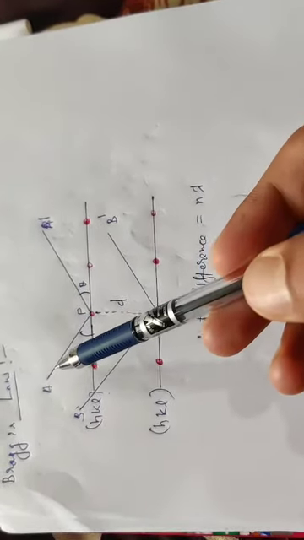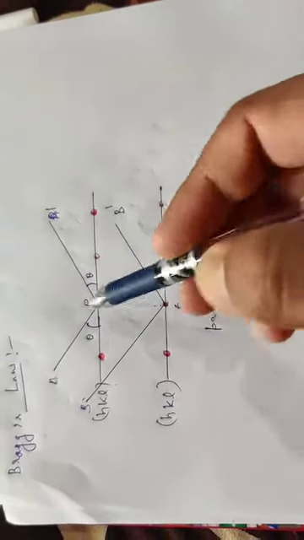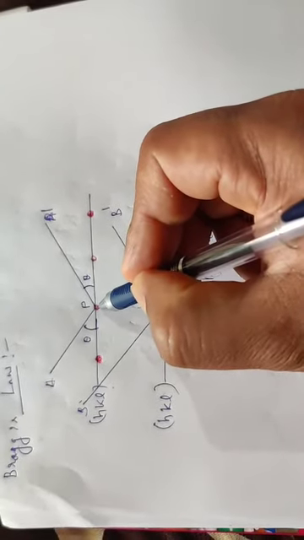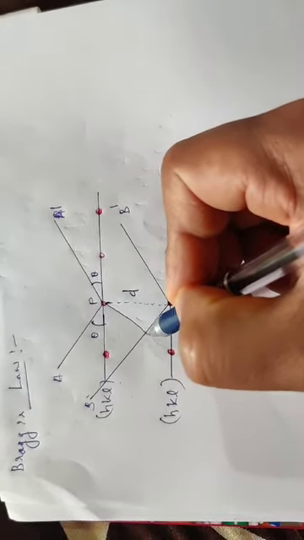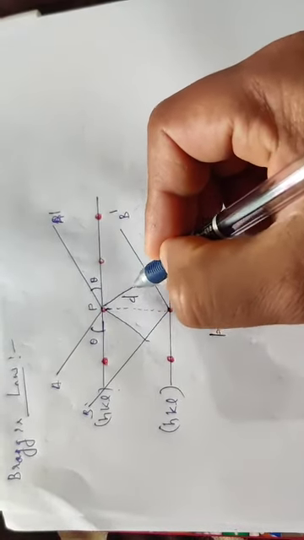We know that this wave is A P A dash, and both are parallel. So let us draw a perpendicular, and also draw another perpendicular.